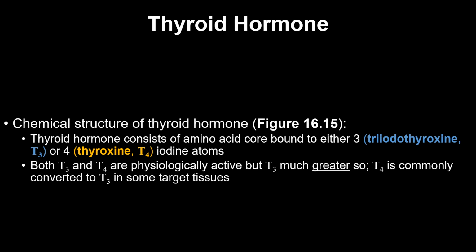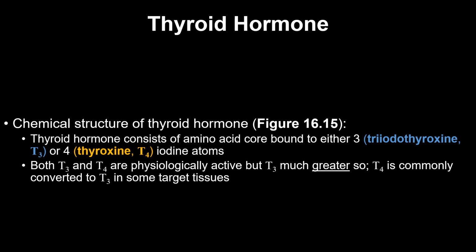Now, thyroid hormones consist of an amino acid core that is bound to iodine atoms. And there are two forms of thyroid hormone, typically named according to the number of iodine atoms they have. There's triiodothyronine, otherwise known as T3, which contains 3 iodine atoms. And then there's thyroxine, T4, which has 4 iodine atoms.